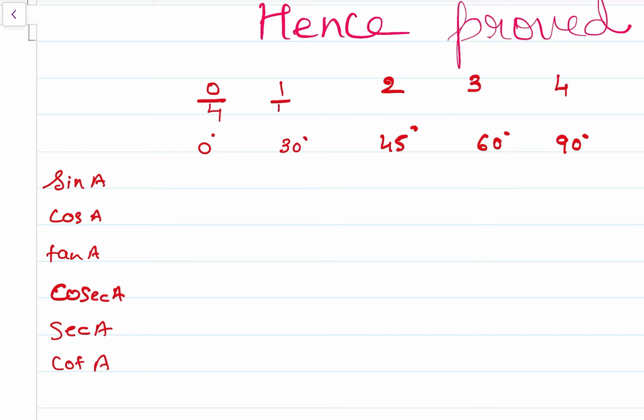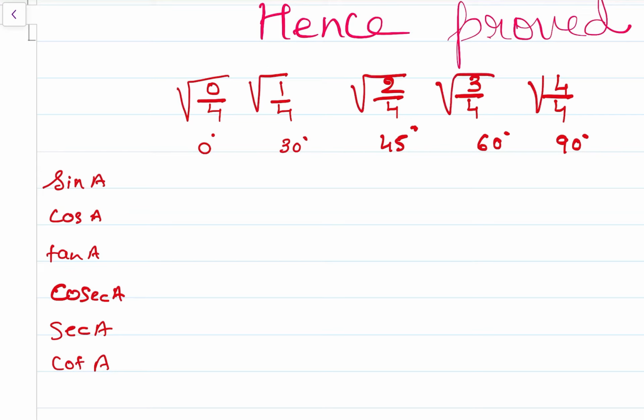Divide by 4 and take under root of each one. This will be the values of sin A. So, 0 upon 4 is 0 and under root that is 0. Then 1 upon 4 under root is 1 by 2. Then root 3 by 2, and this I get as 1.